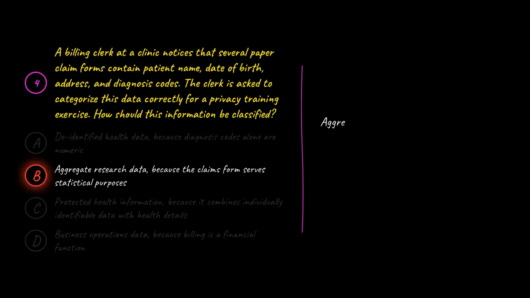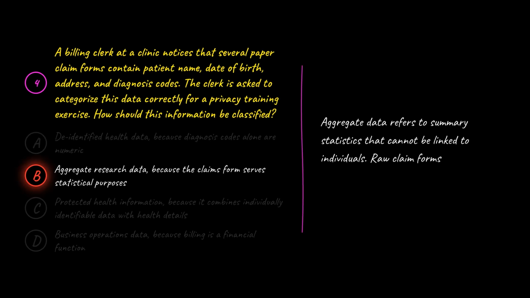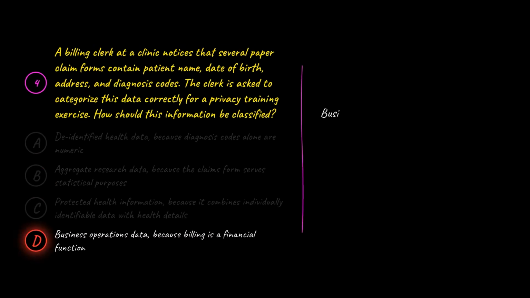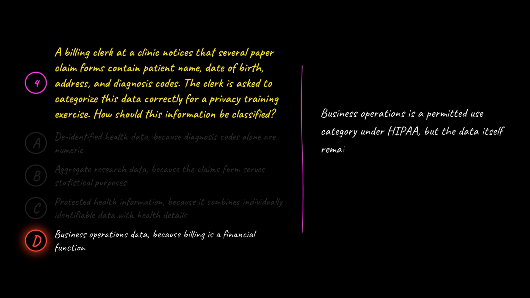B is wrong because aggregate data refers to summary statistics that cannot be linked to individuals. Raw claim forms with patient details do not meet that bar. D is wrong because business operations is a permitted use category under HIPAA, but the data itself remains PHI. Classifying by use purpose does not remove the information from PHI status.